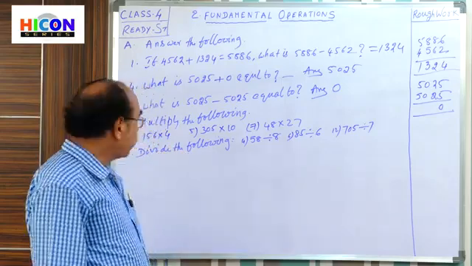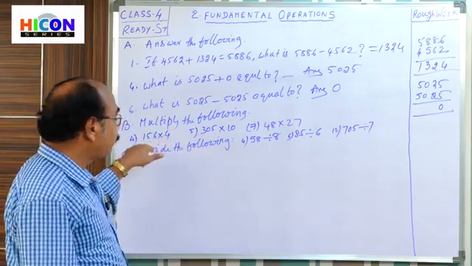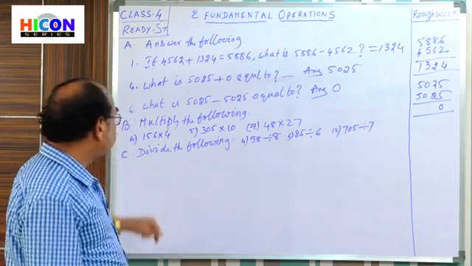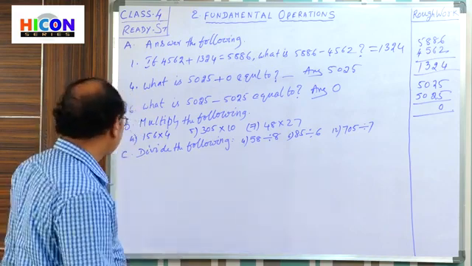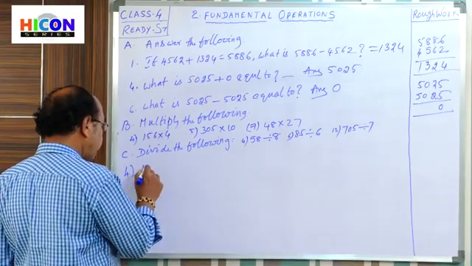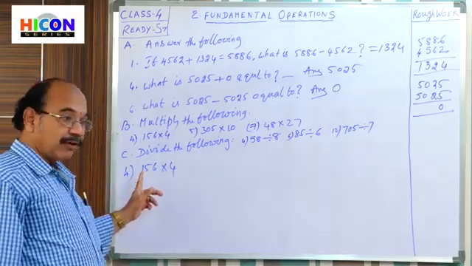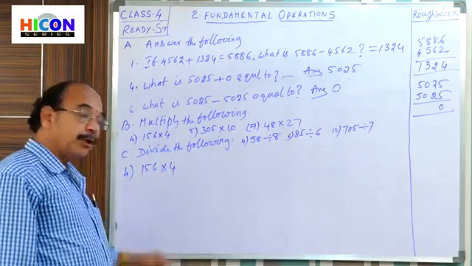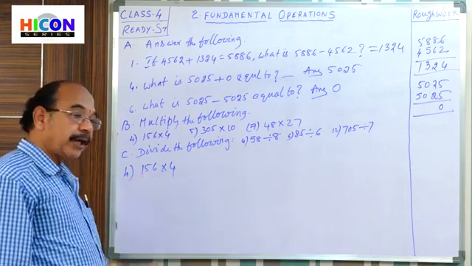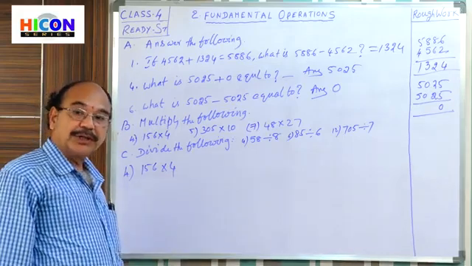Just for your understanding, I will teach the fourth one, fifth one, and seventh one. Now see the fourth one: 156 into 4. Here, 156 is a 3-digit number. There are 3 digits: units, tens, hundreds. 4 is a single-digit number.